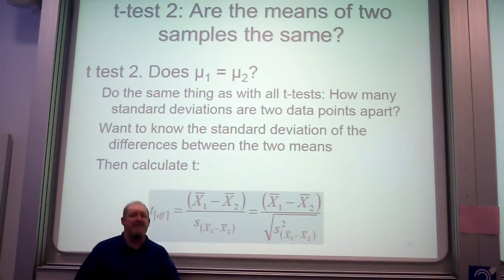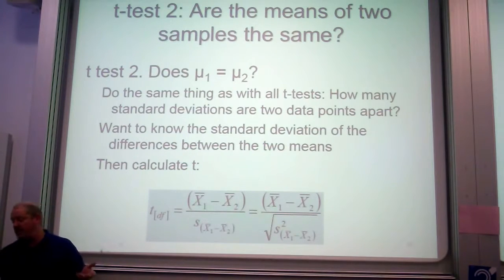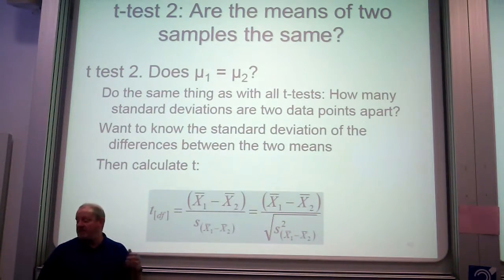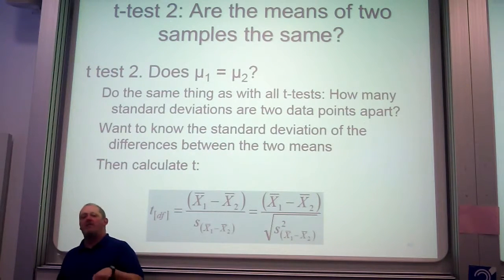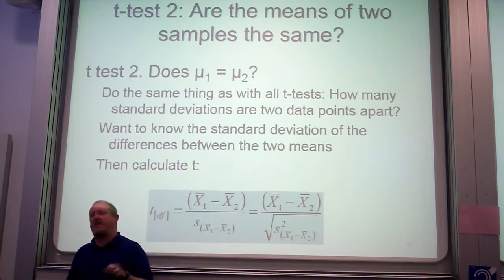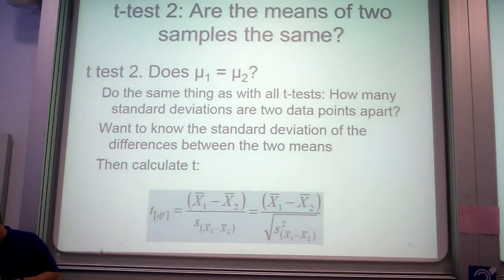So we're going to do exactly the same as we always do. How many standard deviations are the two data points apart? And what we want to know is the standard deviation of the difference between the means, rather than when we're testing against a hypothesized case where we just need to know the standard deviation of our variable. Here we have to answer, what's the standard deviation of the difference between the means?